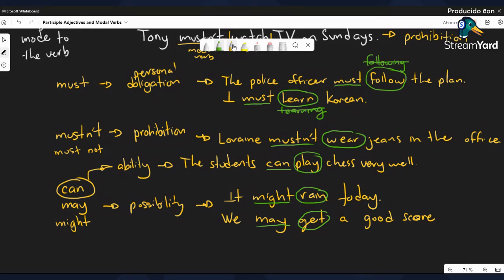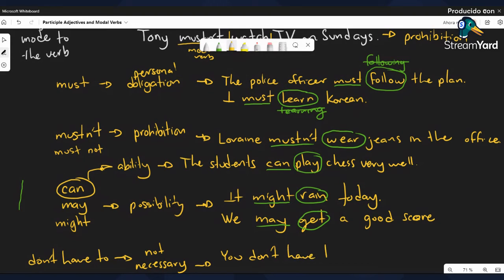Now, guys, there's one more modal verb that I want to show you. It's don't have to, or doesn't have to, which is about when something is not really necessary. For example, you don't have to binge on all the chips. You see, you don't have to binge on all the chips, right?